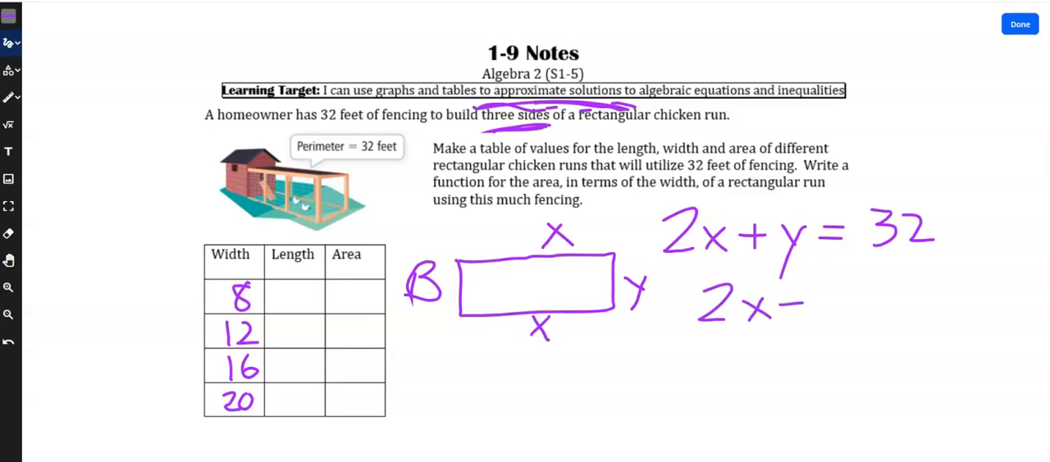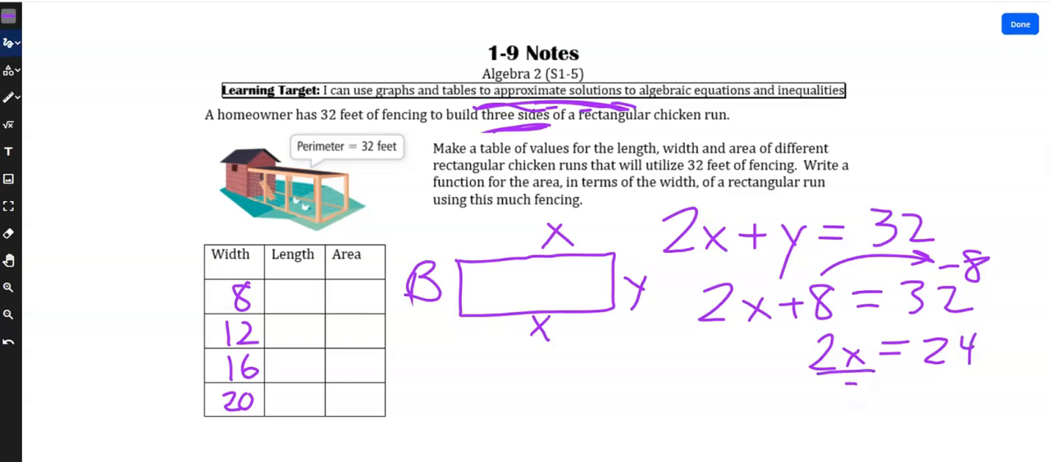2x plus 8. Suppose we start with a width of 8 feet, make the chicken run 8 feet wide. Well, of course, you're going to take the 8 to the other side, and that would be 2x equals, if you subtract 8, you're going to get 24. And so we could divide by 2 and find out that we have 12. Now, everybody knows that length times width is your area. So we would multiply those two things together, 8 times 12, and get an area of 96 square feet.